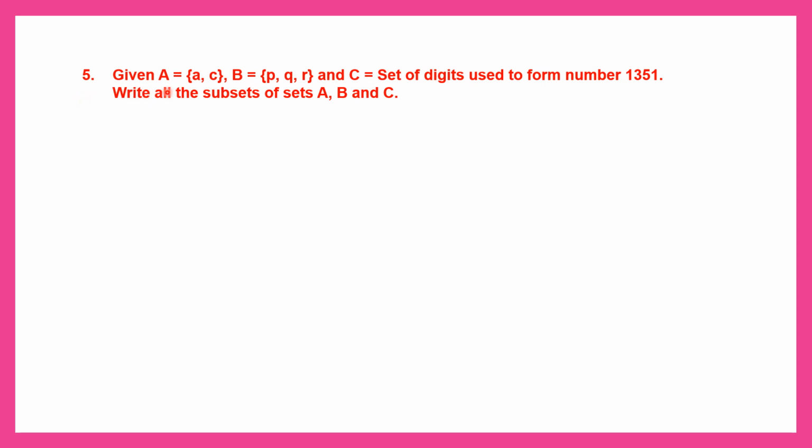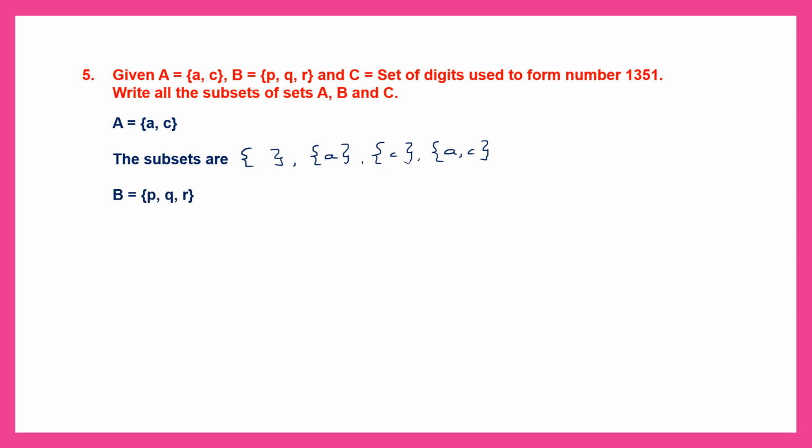Question 5. Given A is equal to {a, c}, B is equal to {p, q, r} and C is equal to the set of digits used to form the number 1351. Now we have to write all the subsets of sets A, B and C. So let's begin. Set A is a and c. There are two elements. Now we have to form the subsets. First begin with the empty set. Then let's take only one letter a. Then let's take the other letter c. Then we have the set itself, a and c. So these are the subsets of set A.